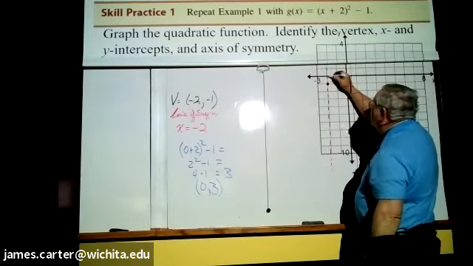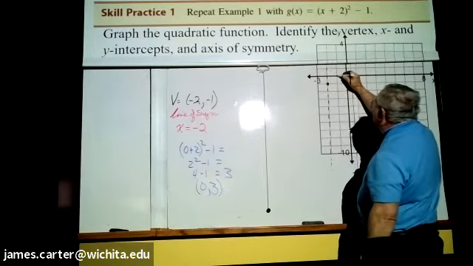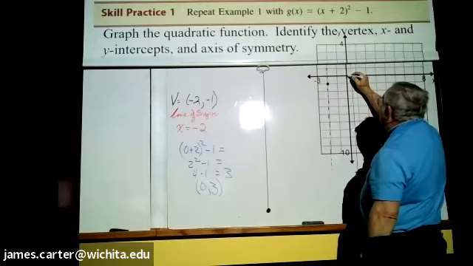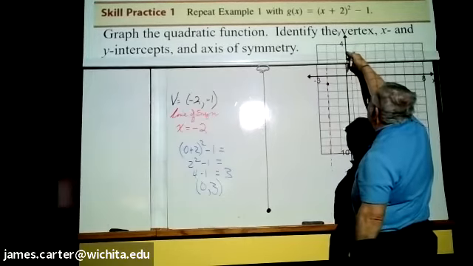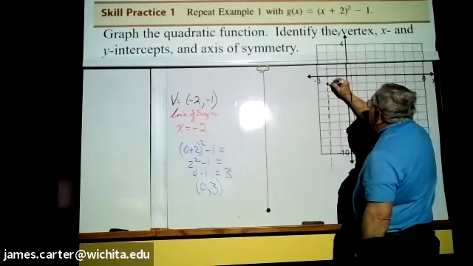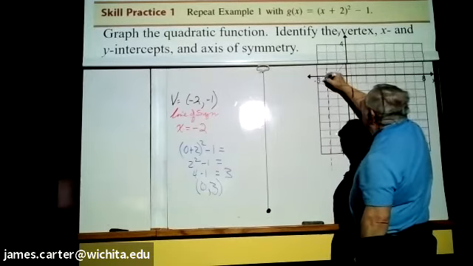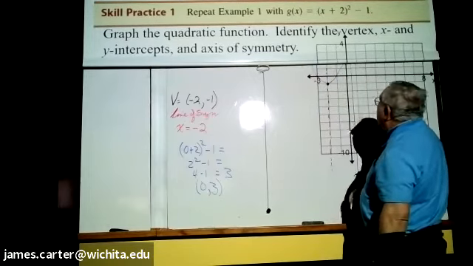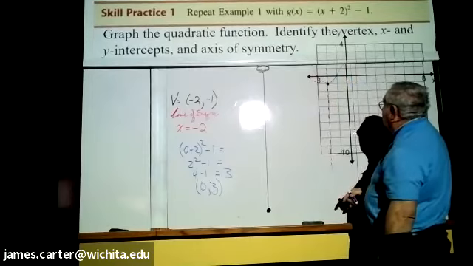Okay, the y-intercept is 0 and up 3. I can't write on the screen up here, but it would be 1, 2, 3. What I do know is it's going to come up like this and head up to the point right there. We got this point 2 over, so we're going to have a point 2 over.